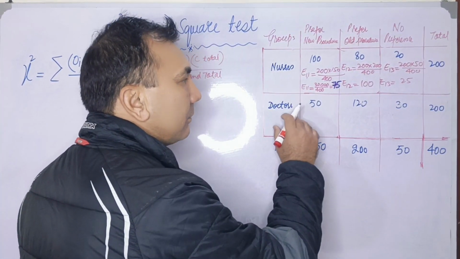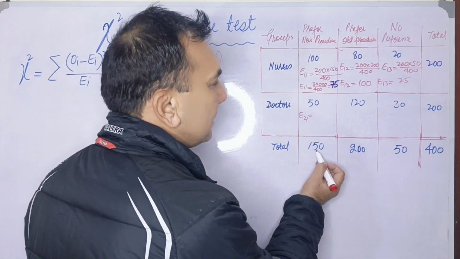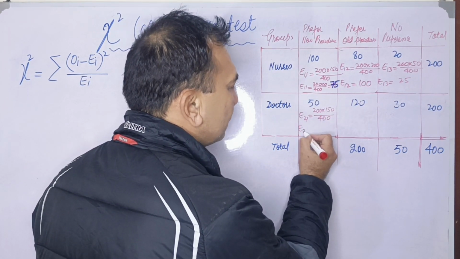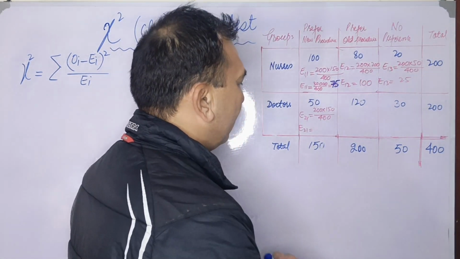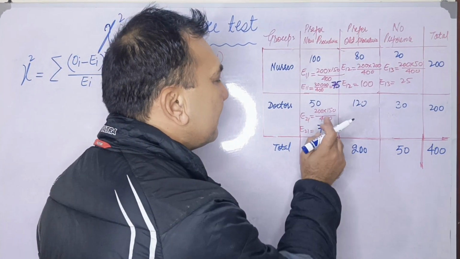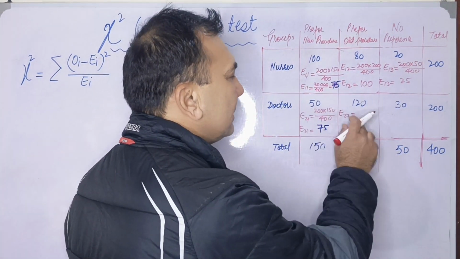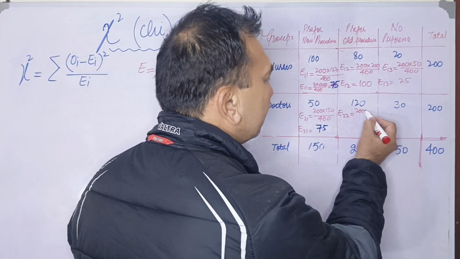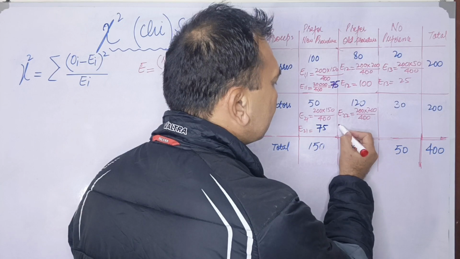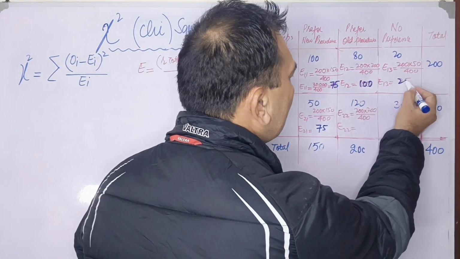Now we apply the same formula to calculate E21, which is row 2 and column 1. The row total is 200, multiplied by 150, divided by 400. So E21 comes to the same value, 75. Now E22 means row 2 and column 2. The row 2 total is 200 and the column 2 total is 200, divided by 400, which is 40,000 divided by 400, giving 100.